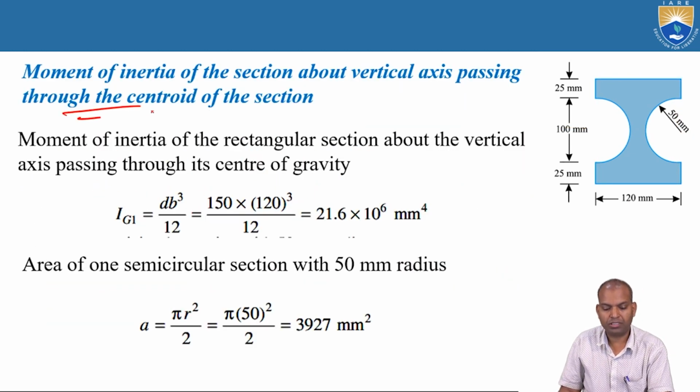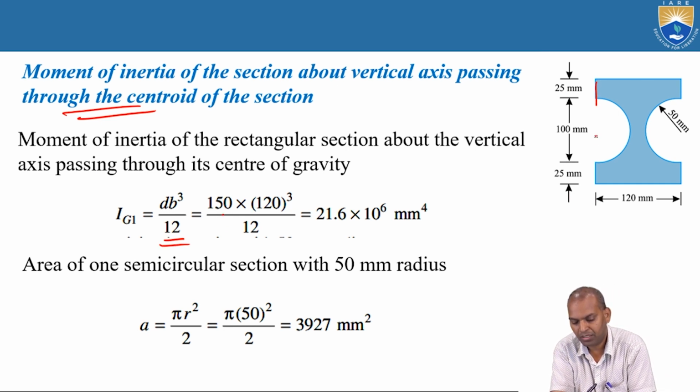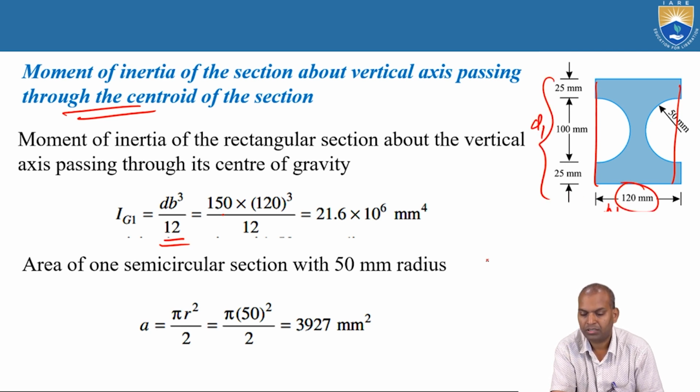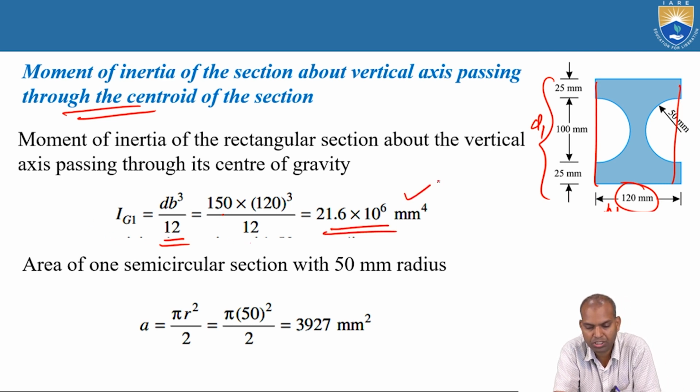The next portion is part 2. Vertical axis. That is d b cube by 12, 150 times, that is the d. What is the b here? 120. This is d1 total and it is b1. That is 150 times 120 cube by 12, that is 21.6 into 10 power 6 millimeter power 4.